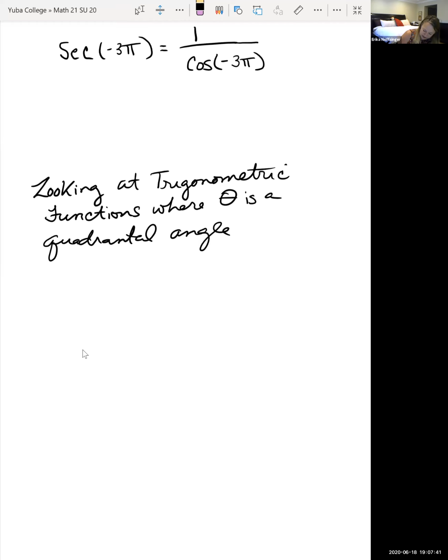Okay, in here we also need our trig functions. I probably should have written that. So we have sine theta, cosine theta, tangent theta, and the other ones: cosecant theta, secant theta, and cotangent theta.